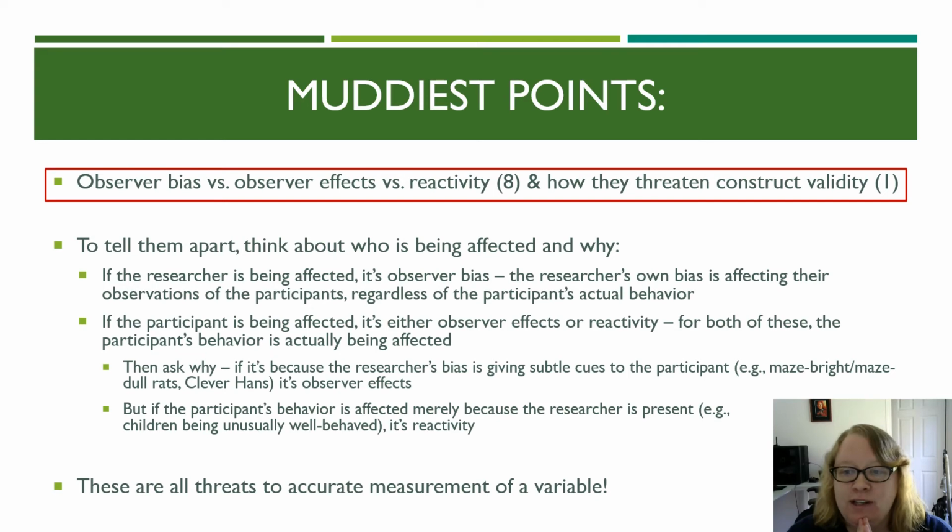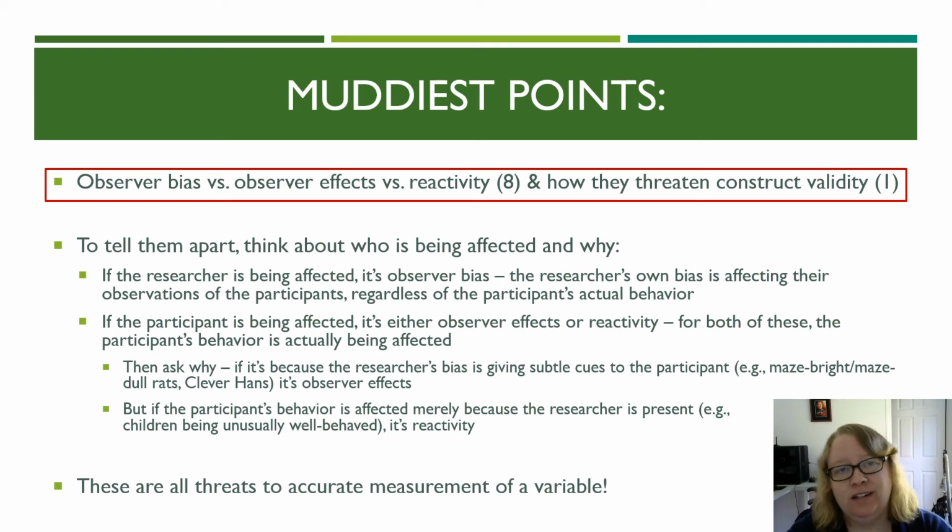All right, and then one person had also asked, how do these biases actually threaten construct validity? The issue is that these biases are all threats to the accurate measurement of a variable. So you did an activity in one of your homework questions, responding to the question of, how are these an issue? Like if you're measuring this, you might actually be measuring this instead of this, right? Like if you have observer bias, you're actually measuring the researcher's bias and not the participant's behavior. Or if you have reactivity, then you're actually measuring the participant's response to the researcher and not their actual variable.